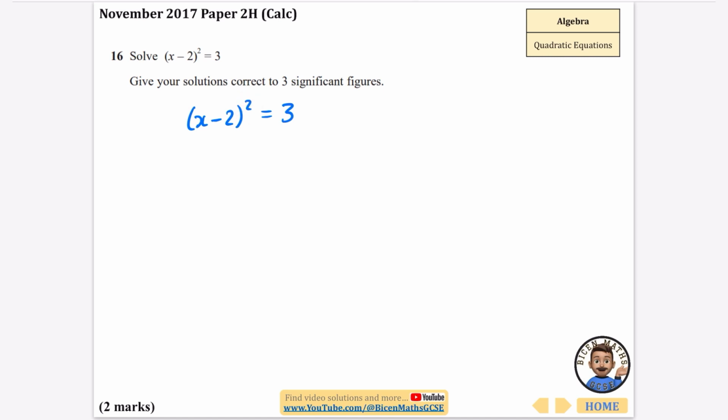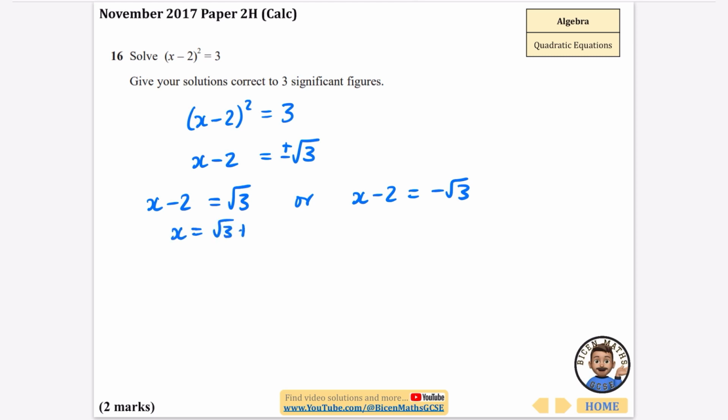We can get rid of this squaring by square rooting. So if I square root this side, I also have to square root this side. But remember, you could have the positive and negative versions. So this is going to give us that x minus 2 is either the square root of 3, or x minus 2 is the negative square root of 3. So all I'm going to do for this one is add 2 to the other side, so I get the square root of 3 plus 2. And over here I get the negative square root of 3 plus 2.